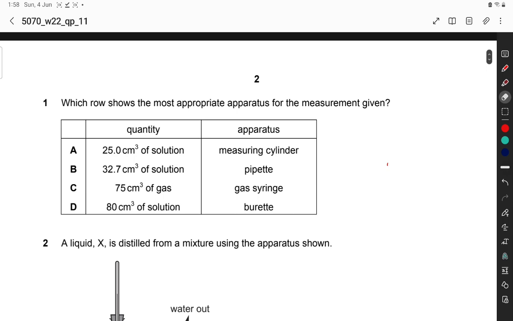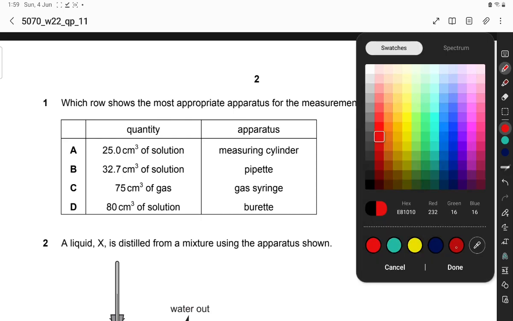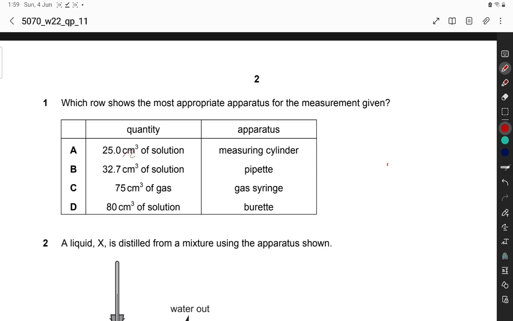Which row shows the most appropriate apparatus for the measurement given? 25 cm³ of solution, measuring cylinder. So 25 cm³ of solution is not measured with a measuring cylinder here; for this we use a pipette.